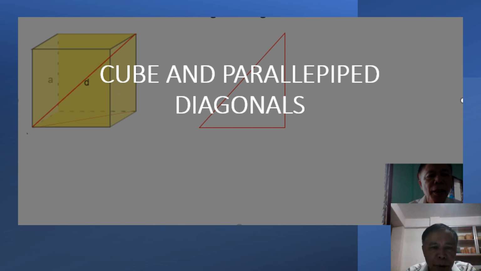So we'll take up cube and parallelepiped diagonals. In this video, we will be deriving the formulas for the diagonals, both of the cube and the parallelepiped. First, we have to do the cube.